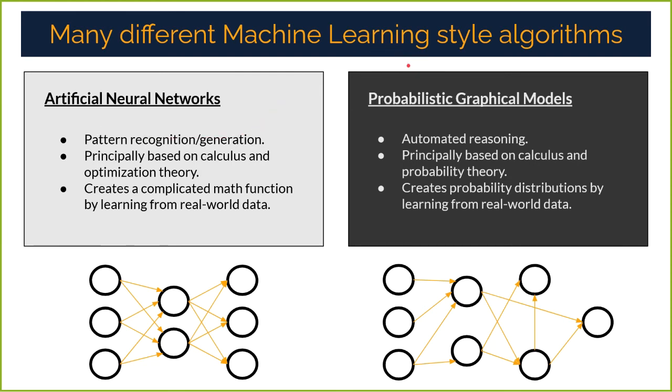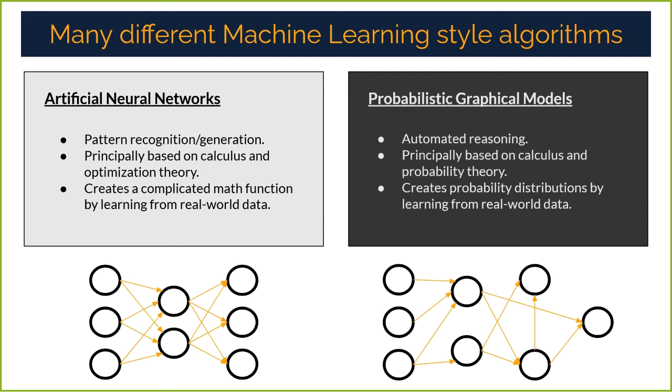Another popular style of algorithm is known as the probabilistic graphical models. And I've been working with these a lot lately, and they're a lot of fun. They're really good at automated reasoning, and to compare them with artificial neural networks, they are principally based on calculus and probability theory. And as such, what they do is they create really complex probability distributions by learning from real-world data.